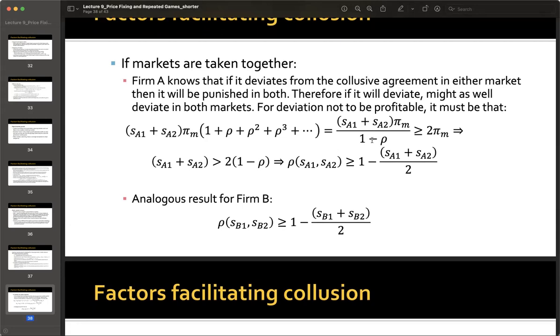which is greater than or equal to pi PM, okay, which leads to SA1 plus SA2 greater than or equal to 1 minus rho, because the pi m's cancel. And therefore, the critical rho for firm A is based on this one. Okay. And there's an analogous result for firm B, where the critical rho will be essentially 1 minus SB1 plus SB2.